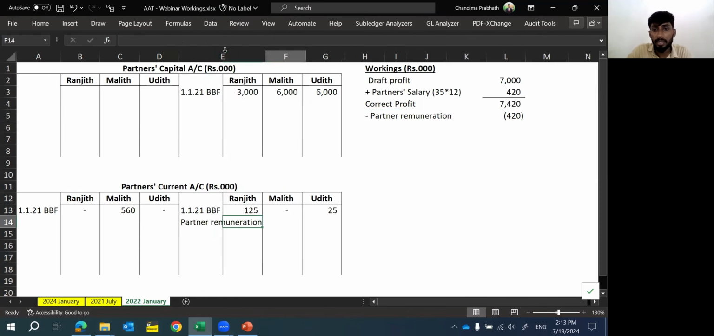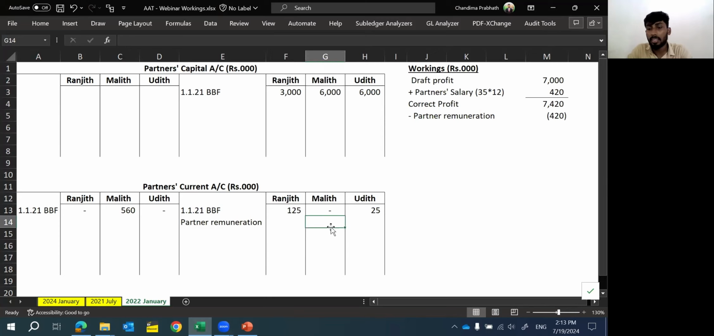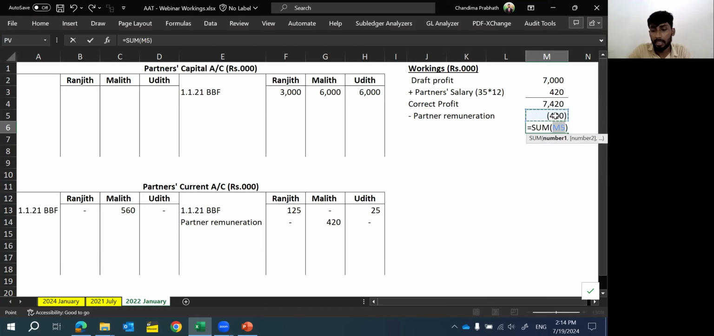Partners' remuneration for Malik is 420. Then, what is the balance figure? We have 7,000 remaining to disburse or appropriate. So for that, what do we need to give?